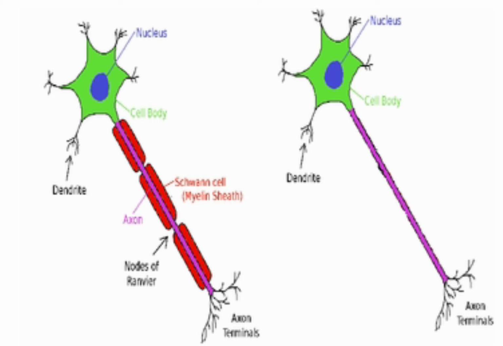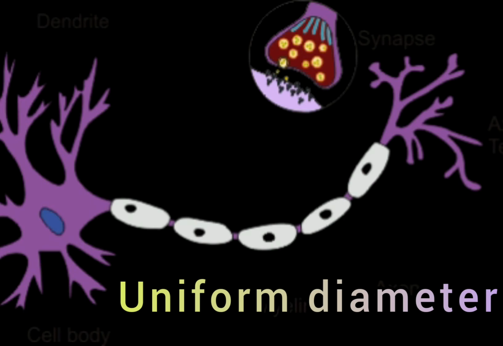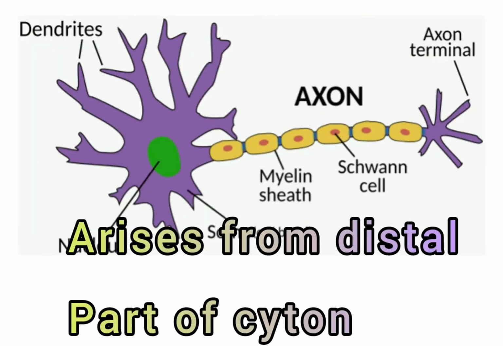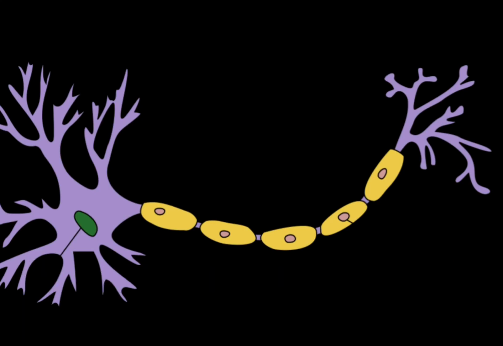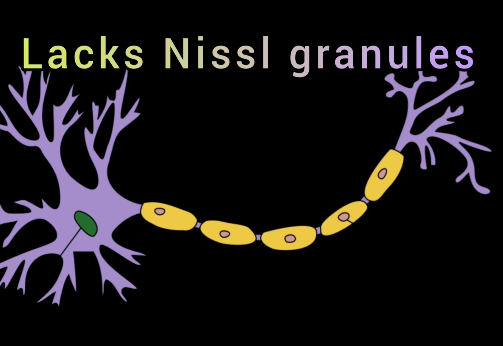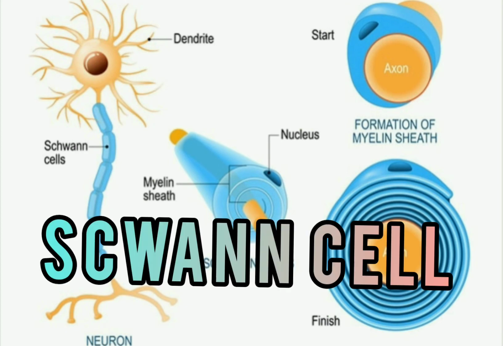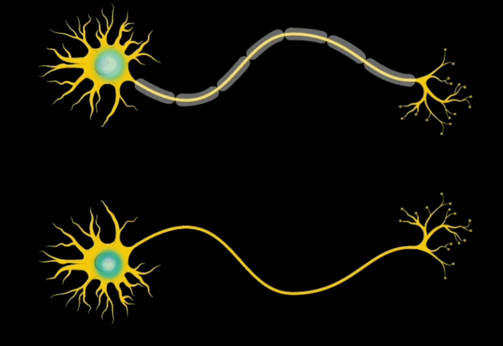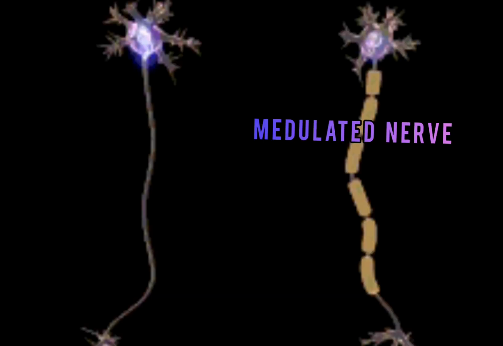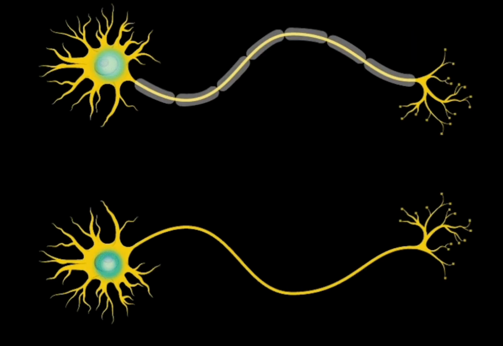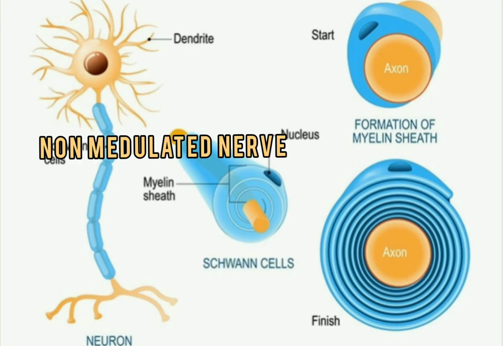Next is axon. It is a long cylindrical tubular structure which is almost uniform in diameter and it arises from the distal part of the cyton. Axon contains neurofibrils but lacks Nissl granules. Axon may or may not be surrounded by a sheath called neurolemma, which is made up of a specialized cell called Schwann cell. Now, if the axon is covered by neurolemma, then it is called medullated nerve fiber or myelinated nerve fiber. If the myelin sheath is absent in the nerve fiber, it is called non-medullated nerve fiber.